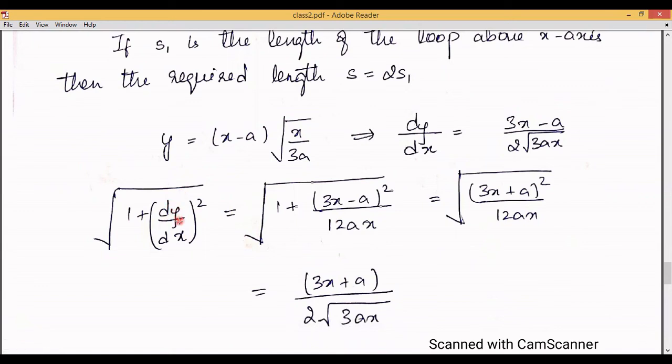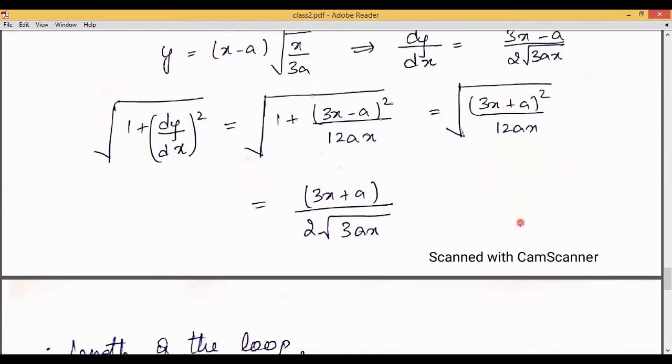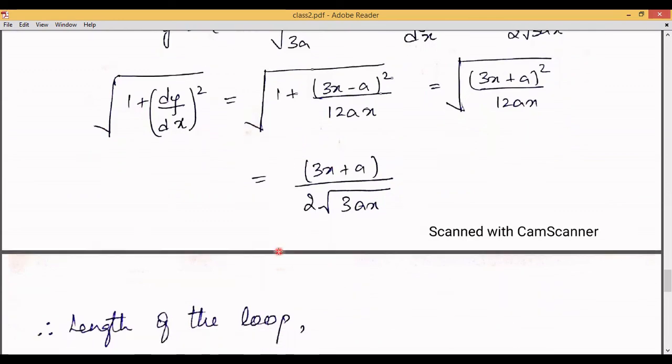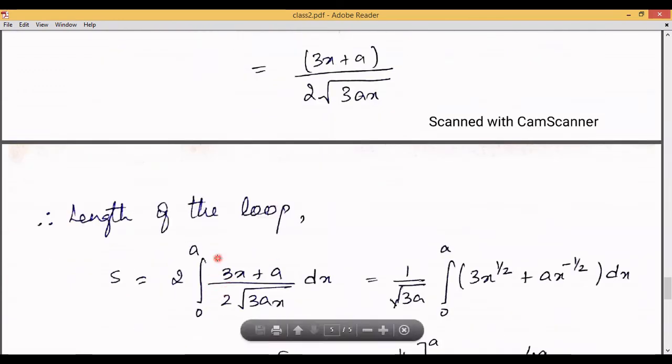Here we have found dy by dx. I will substitute it here. There is a square, so I square it, substitute, and then take an LCM. This (3x minus a) whole square plus 12ax becomes (3x plus a) whole square divided by 12ax. When you remove the root, it looks like this. Now we have found what this root is. Now we integrate this with respect to x between the limits 0 and a, and when you multiply that by 2, you get the entire length of the loop.